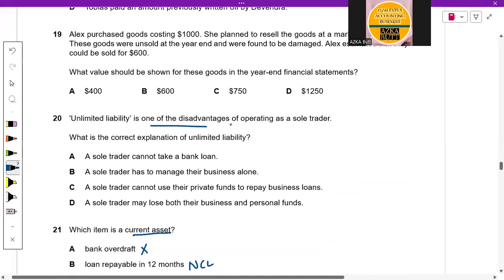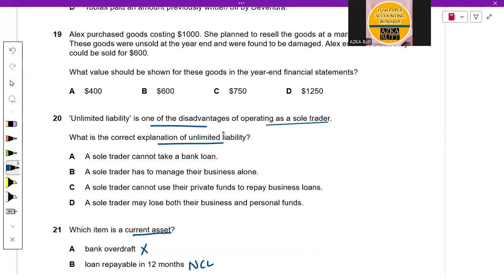Unlimited liability is one of the disadvantages of operating as a sole trader. So what is the correct explanation of unlimited liability? Unlimited liability means that the owner of the business, in this case the sole trader, is personally responsible for all the debts and liabilities of the business. So if the business cannot meet its obligations, the sole trader's personal assets, such as their home or savings, can be used to repay the business debts. So this is a key risk of being a sole trader, as there is no legal distinction between the personal and business finances. So that's why the D option is the right option.